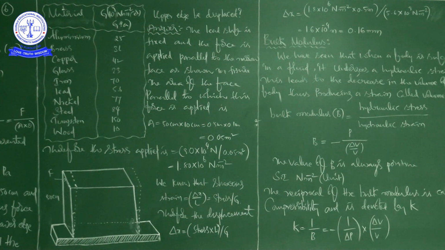Just now I told you the values of bulk moduli for some solids, liquids and gases. Generally, if you compare, the bulk moduli for solids are much larger than for liquids, which are again much larger than the bulk modulus for gases. That's why solids are least compressible, whereas gases are most compressible. Gases are about 1 million times more compressible than solids.